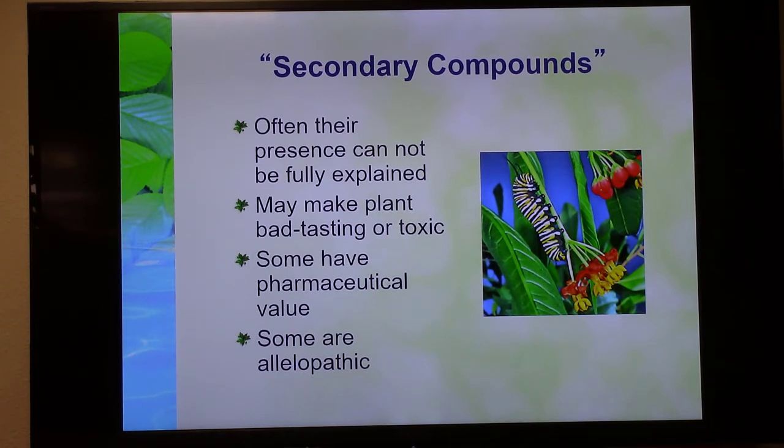Some are allelopathic, which means a plant that can kill other plants. Yeah. This is the way to keep your area for yourself, if your leaves are toxic to anything that might sprout underneath you. And black walnut is the classic example of that. If you happen to have a black walnut, do not compost those leaves.